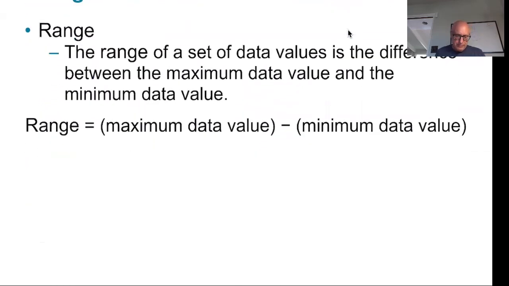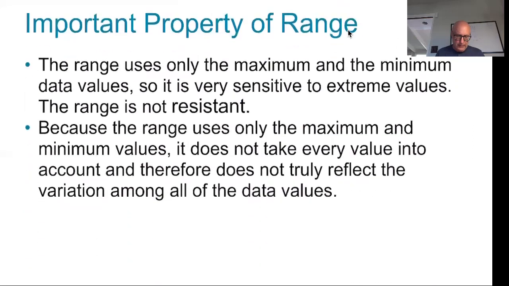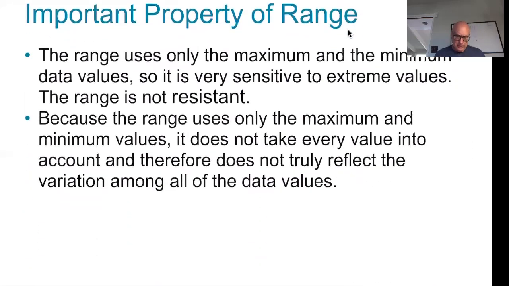Okay, the range. Max data value minus minimum. Easy to find, but notice if either of these is way far away, you're really going to affect the range, so it's non-resistant. Outliers will affect it. And it doesn't take every value into account. We do it just to get a quick idea of how spread out the data is.